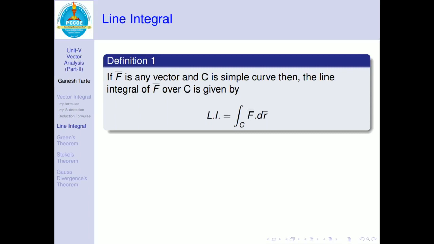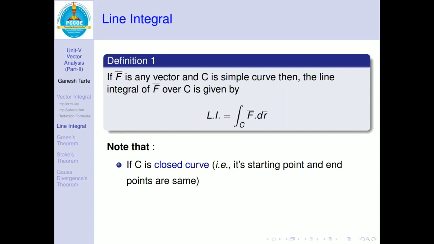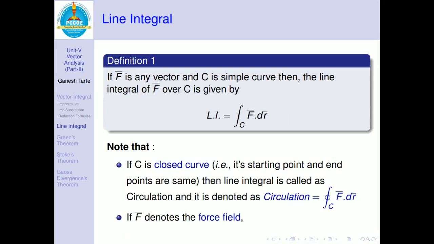If f bar is any vector and c is a simple curve, then the line integral of f bar over c is given by integral over c f bar dot dr bar, and we know how to take the dot product of two vectors. It is coefficient-wise, i with i, j with j, k with k. If c is a closed curve, that is, its starting point and end point are the same, then this line integral is also called circulation, and it is denoted by the integral over closed curve c. The closed sign indicates here f bar dot dr bar.